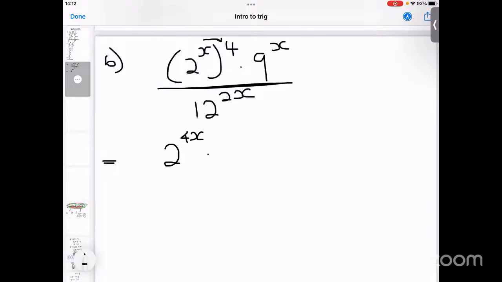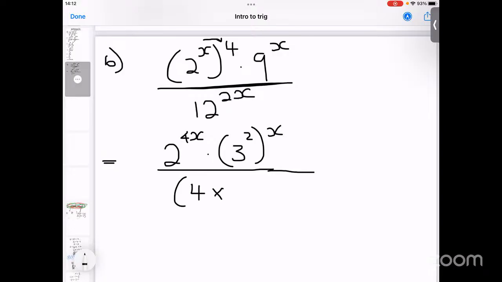Then 9, can we not write 9 as 3 squared? 9 can be written as 3 squared. And then, 12. Can 12 be written as something to the power of something? Maybe not. Then it becomes a challenge. But I think 12 can be written as 4 multiplied by 3. Yes, 4 multiplied by 3.